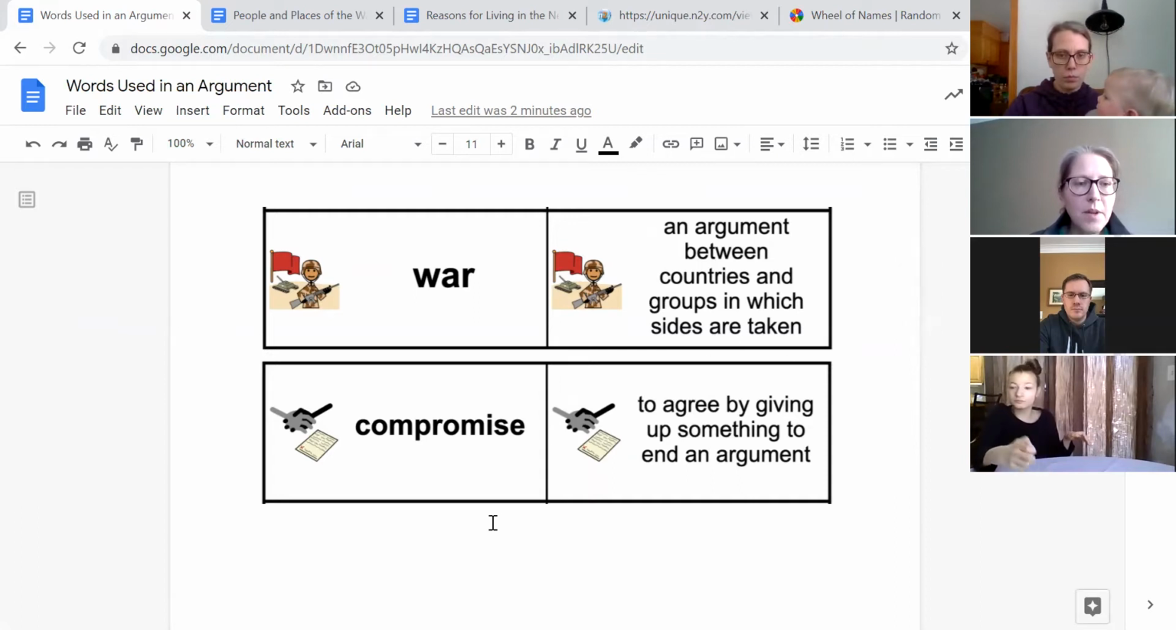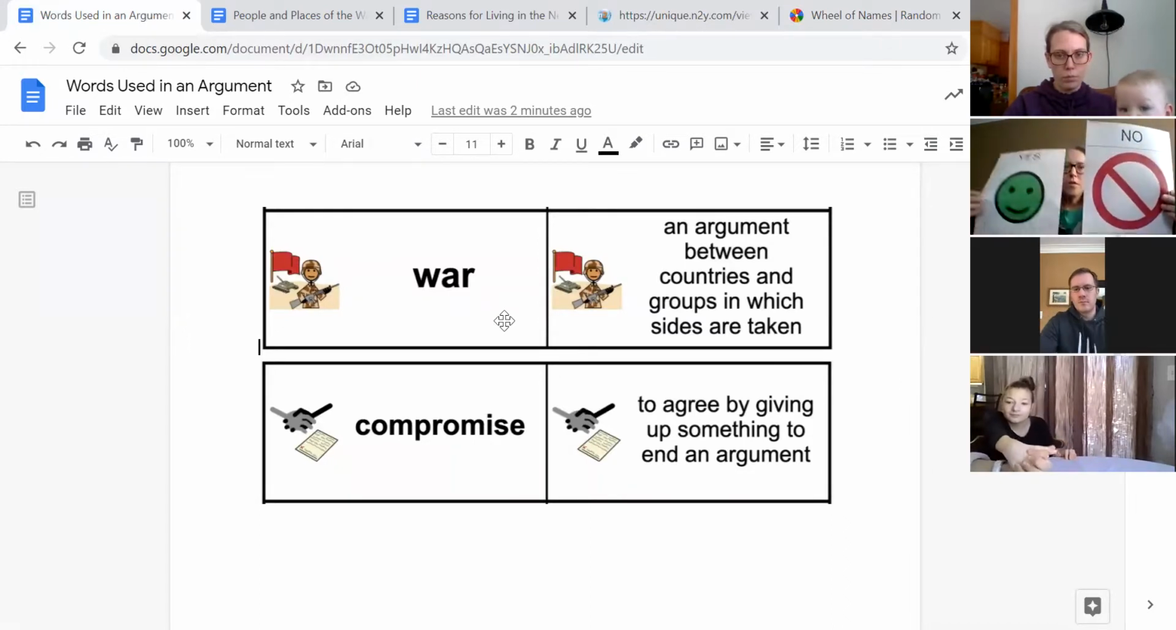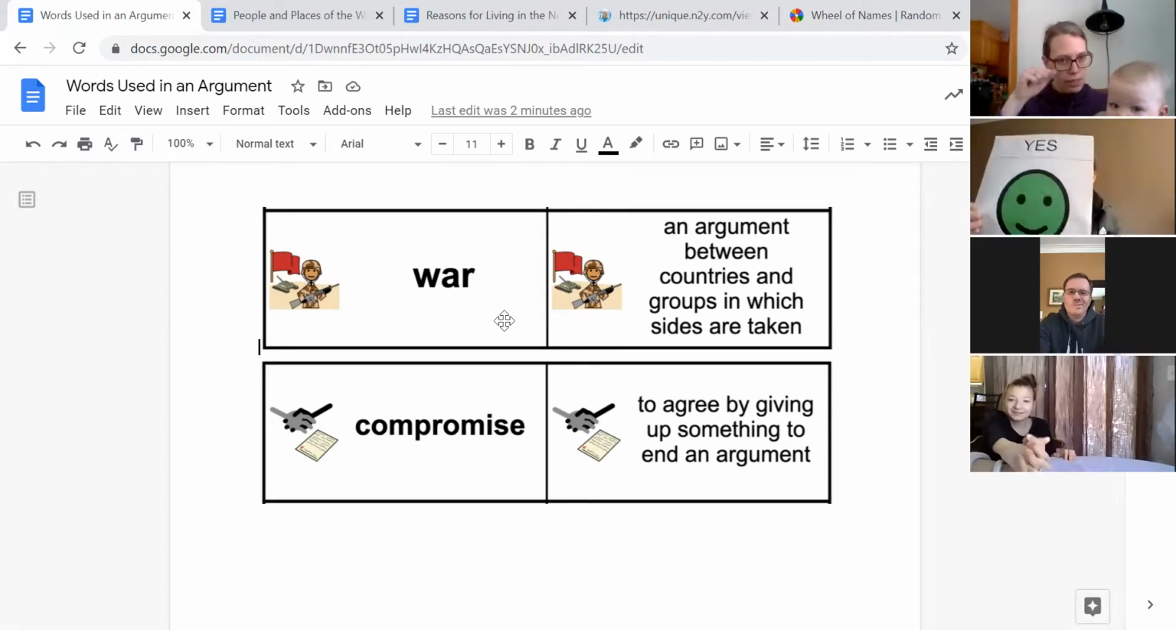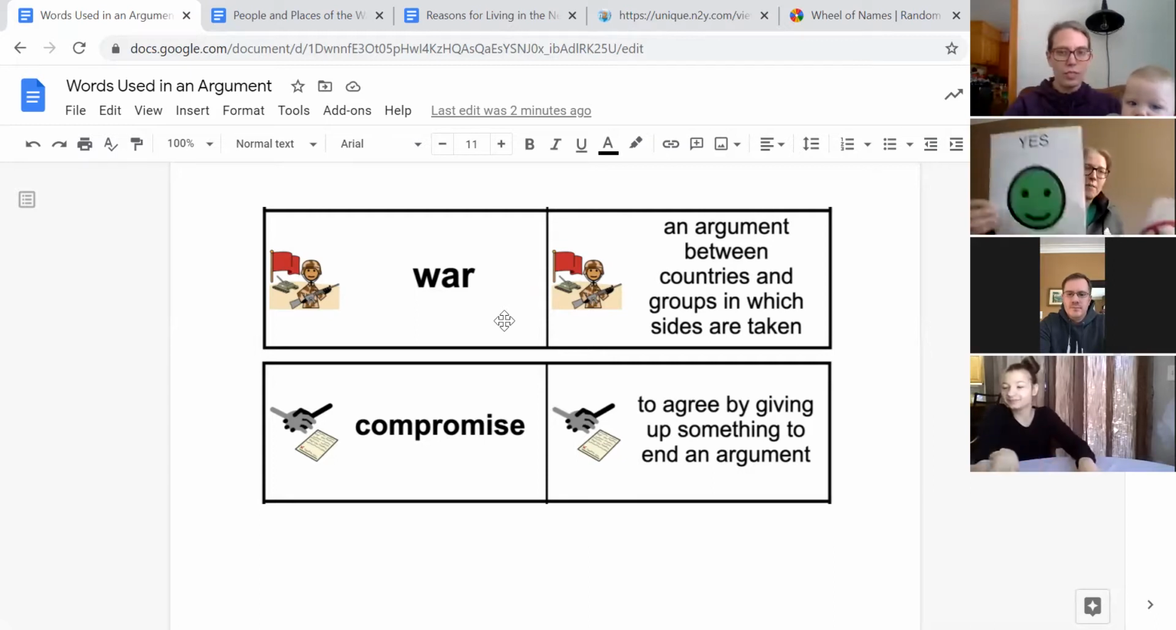I remember that we've already talked about compromise meaning getting along, agreeing. And we talked about war being an argument. So let's first talk about the word war. Is that the right answer to match that clue? No or yes? Say yes, that would be the right answer to match that clue, the word war.